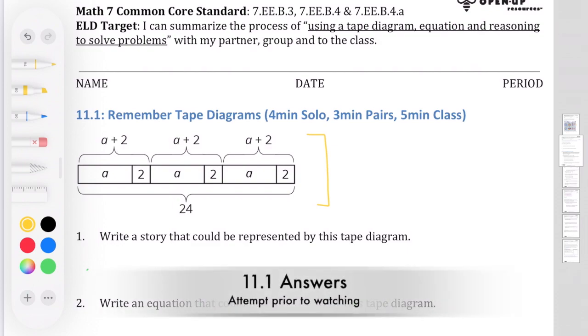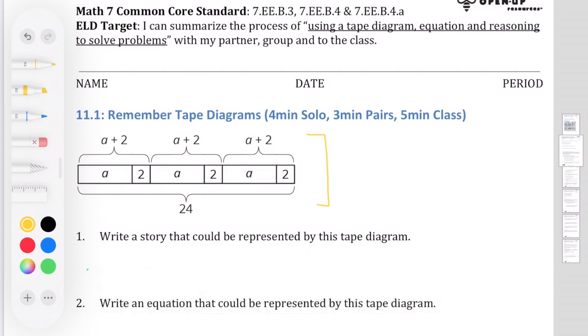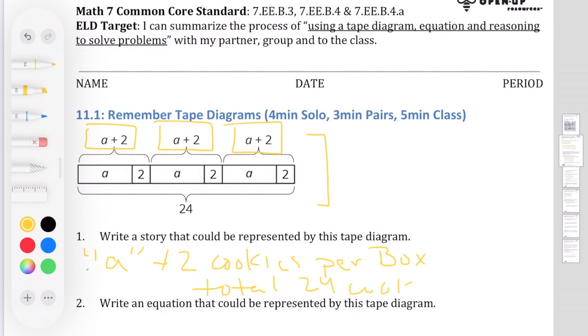All right, now that you've given yourself a chance to write a story, the book actually gives us an example of a baker having 3 boxes. So that's where we have a box for each one of these, and he puts a cookie of a amount in each box. We don't know how much a represents, but then after that he realizes he has enough to give 2 more cookies per box, for a total of 24 cookies that he's handed out, and you could see the total represented right there.